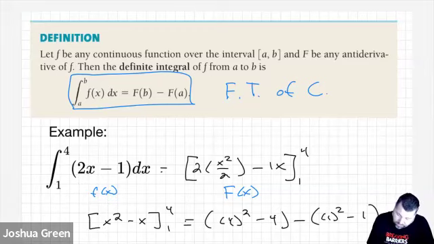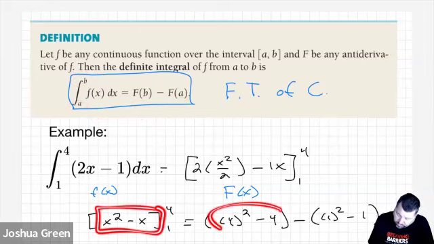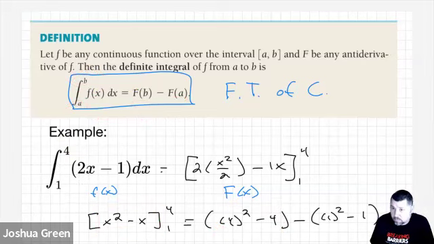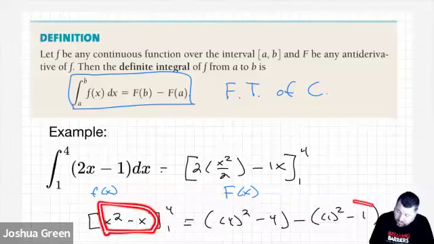That's going to be one thing you want to make sure you're careful of. Like, hey, when it says f of b, it's antiderivative and then plug in the upper bound. F of a here is get the antiderivative and then plug in the lower bound. So I took this pattern, plugged in the 4, and I took the same pattern and I plugged in the 1.